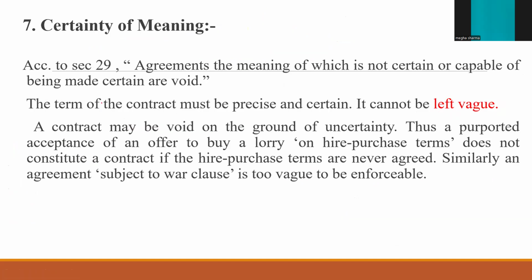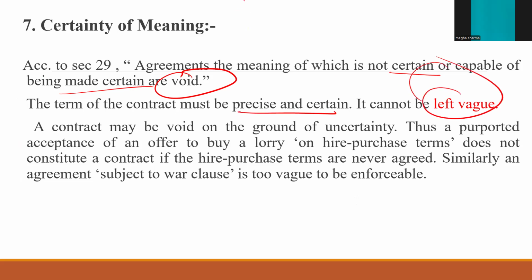The seventh point is certainty of meaning. It stands for: an agreement, the meaning of which is not certain or capable of being made certain, is void, right? So the terms of a contract must be precise and certain. That is, you cannot leave it vague. Contracts can never be vague. You need to be very clear. For example, I want that house, I want this thing. What exactly do you want to state? You need to be very clear, otherwise the contracts are vague.